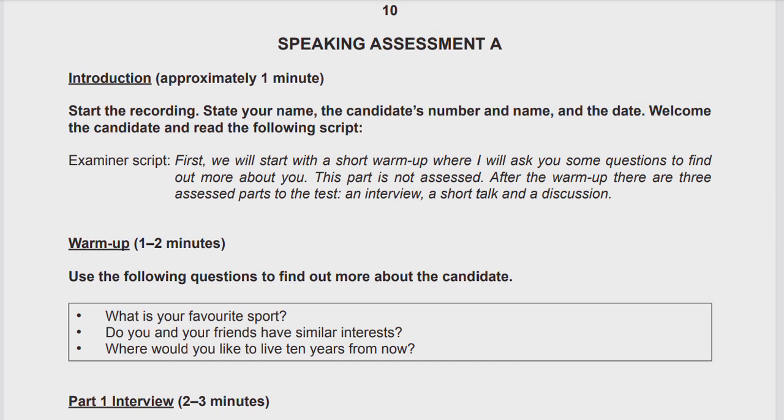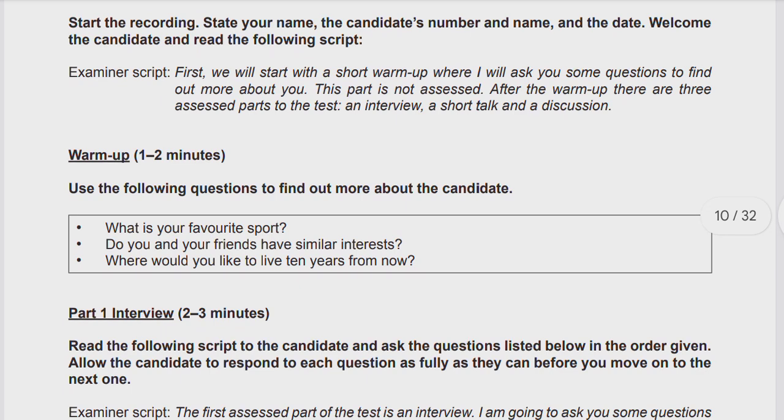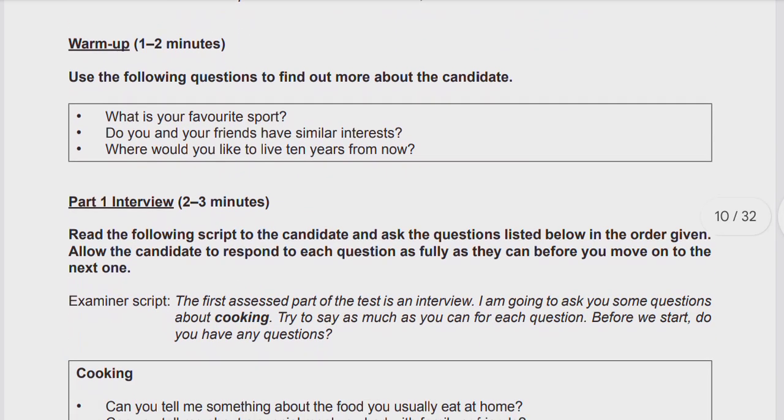Here we have the May June 2024 question paper. So, what is your favorite sport? Do you and your friends have similar interests? Where would you like to live 10 years from now? So, these types of questions the examiner can ask you as a warm up for 1 to 2 minutes, and you will answer these questions.